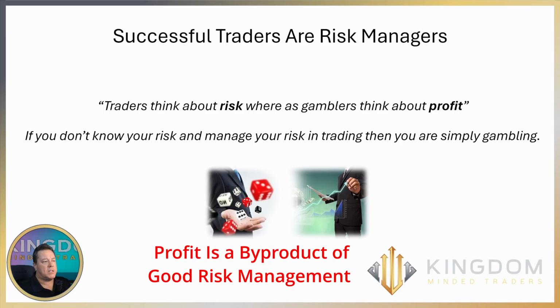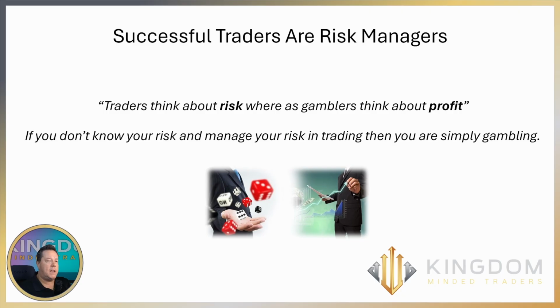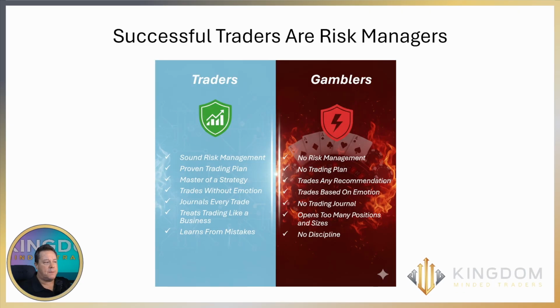So let's take a look at the difference between somebody who is a trader or a gambler in the stock market. So somebody who is a trader, we have very sound risk management. We have a plan in place. We're very strict with our risk management. Whereas a gambler, there really isn't any risk management. They just enter into a trade hoping that it's going to go up.